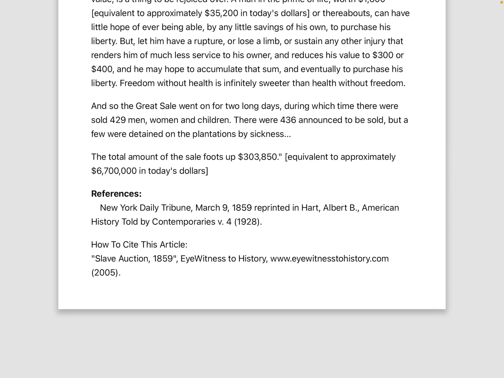And so the great sale went on for 2 long days, during which time there were sold 429 men, women, and children. There were 436 announced to be sold, but a few were detained on the plantations by sickness. The total amount of the sale foots up $303,850, equivalent to approximately $6,700,000 in today's dollars.